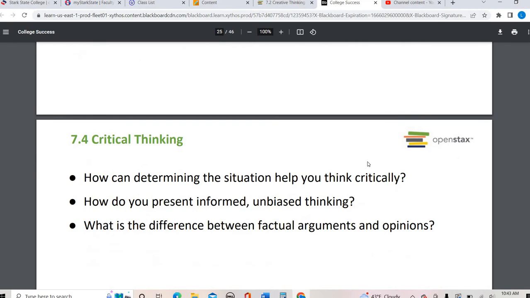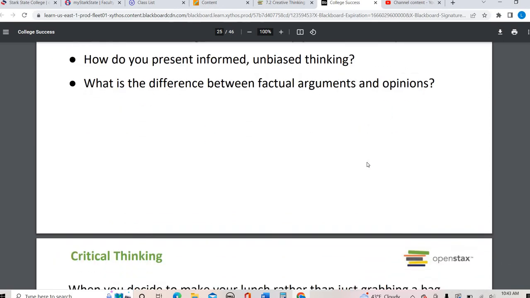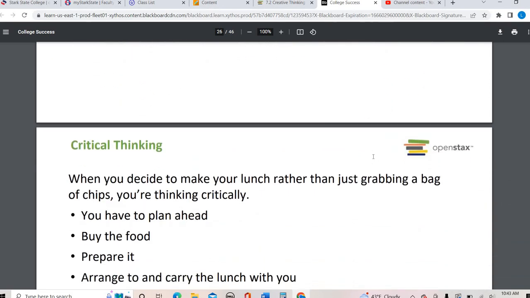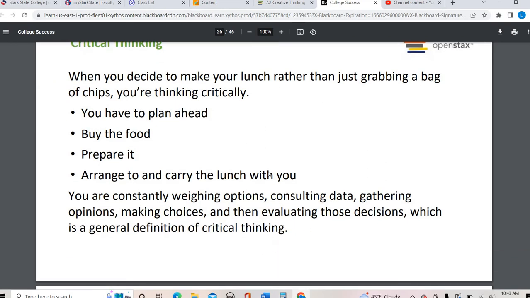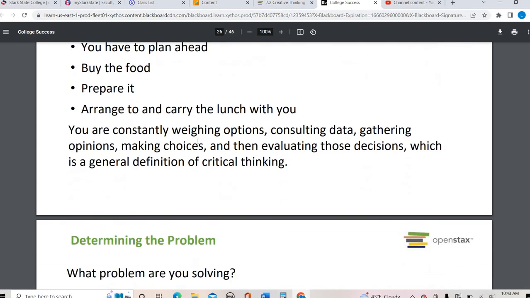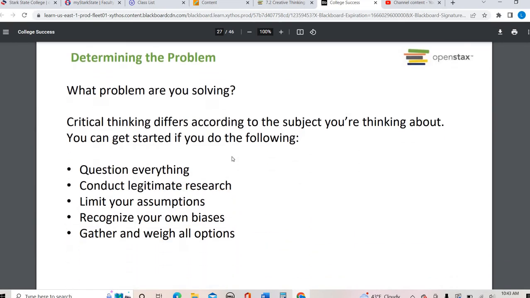Analytical thinking often leads to and is connected to critical thinking, really looking at something in a way that is unbiased, looking at the difference between facts and opinions, looking at the situation and the context. This gives a little example: whenever we do something even as small as preparing our lunch, we are thinking critically. We do this in our day-to-day life. We are constantly looking at information, making decisions, looking at choices, evaluating those choices, finally making the decision and looking at how that decision went, which leads into problem solving.